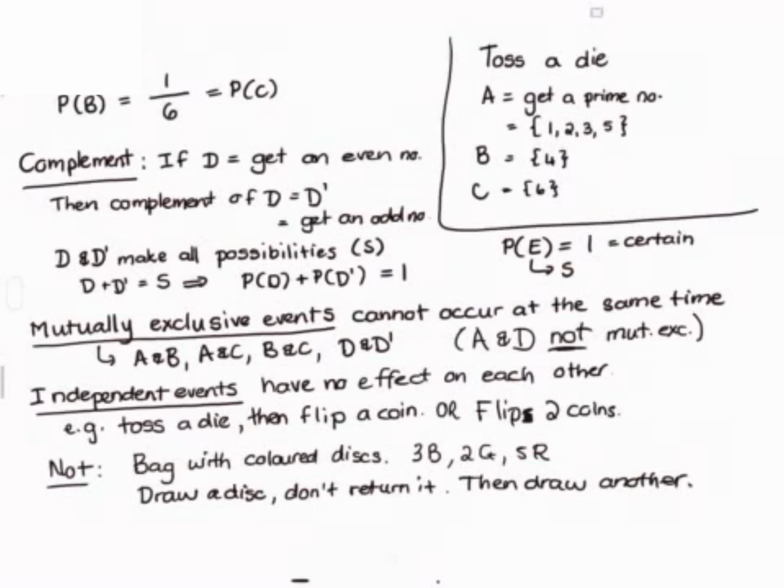Okay, let's just see this again. Imagine you've got this bag and there are all these discs. You can't see inside the bag. You put your hand in, you draw a disc. You note its color. It's either blue or green or red. But you don't put that disc back into the bag. What happens now with your second draw? You've only got 9 discs left to choose from. So your sample space only consists of 9.